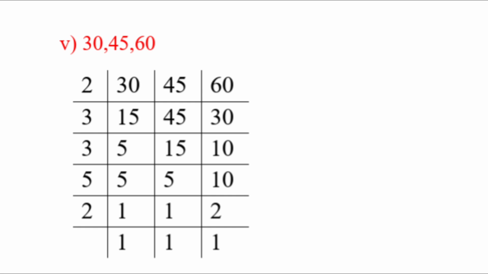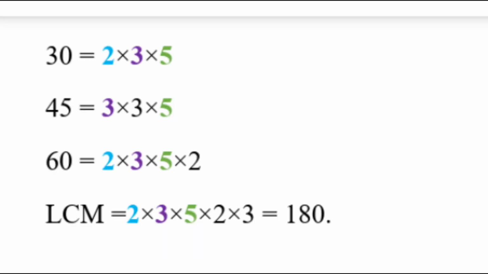Fifth example, 30, 45 and 60. Again the same procedure, by the vertical layout method we will calculate their factors. Here 30 is equal to 2 3s are 6, 6 5s are 30. 45 is equal to 3 3s are 9, 9 5s are 45. And 60 is equal to 2 3s are 6, 6 5s are 30, 30 2s are 60. Hence the LCM is the product of common and uncommon factors, which is equal to 180.